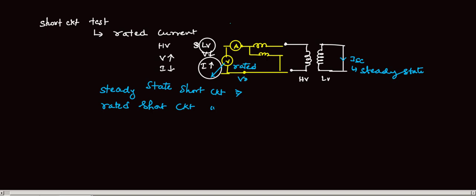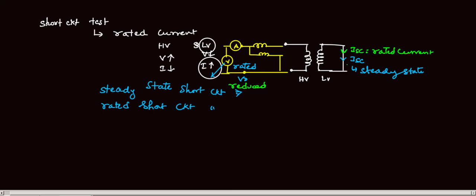Now you apply a reduced voltage, not the rated voltage. You apply the voltage such that the current in the short circuited winding, ISC, is equal to the rated current. When applying the rated voltage, we don't know what amount of current is flowing in the transformer winding. You place the ammeter and read the value. That is the steady state short circuit current.